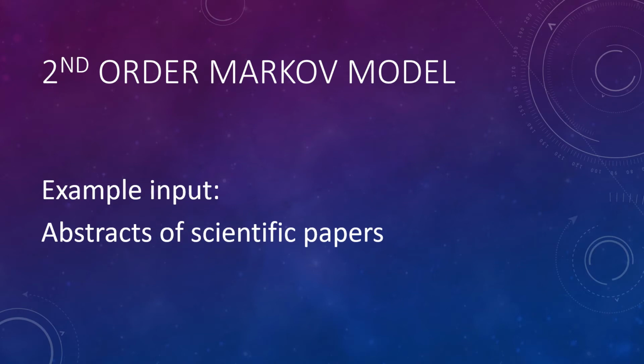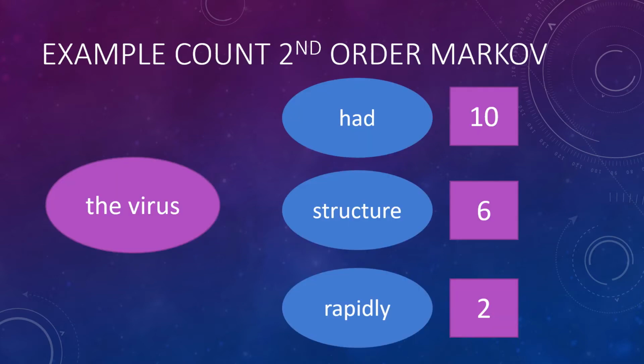To make sense of this, let's go through an example of this for a second-order Markov model using abstracts of some scientific papers. As we read through a paper, for every two-word phrase in the paper, we keep track of the word that follows this phrase. For example, after the phrase, the virus, we saw the word had 10 times, structure 6 times, and rapidly 2 times.